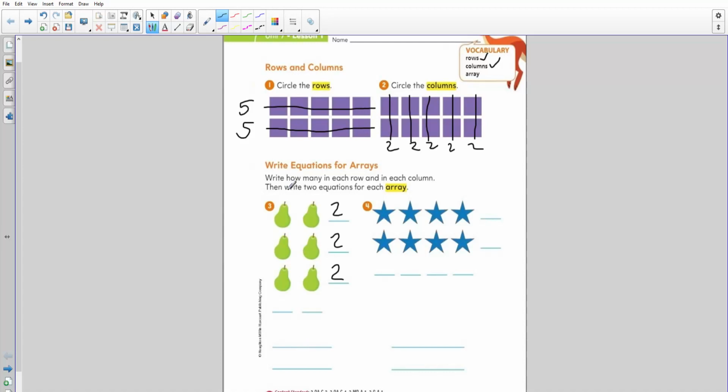Now let's go down the columns. There are not 2 in this column, but 3. And this one has to be equal as well. So again, it's 3. Okay.